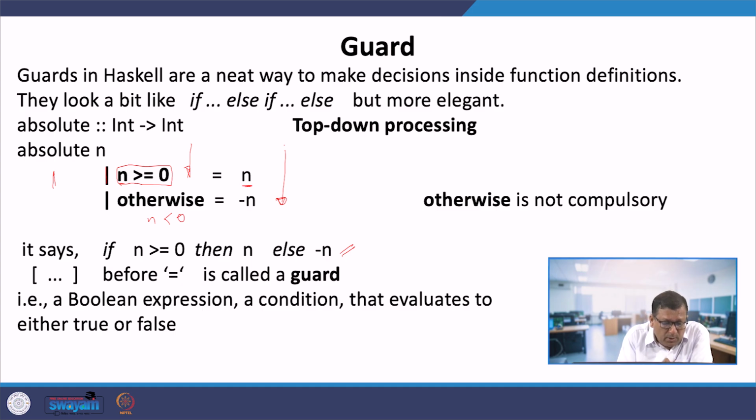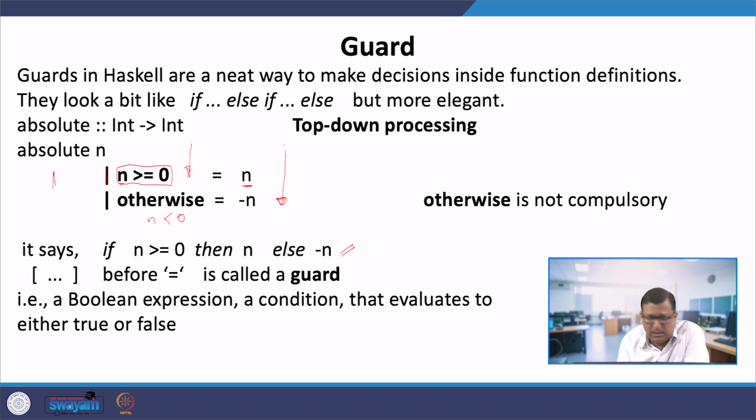If n is the input, then this structure is called a guard. It is written with a pipe, pipe n greater than or equal to 0, it is a guard. It is a condition that checks whether n is greater than or equal to 0. If that is the case, then the body of the function returns n. Otherwise, that means this is false, that means if n is less than 0, then the value will be minus n. So we are returning the absolute value of n.